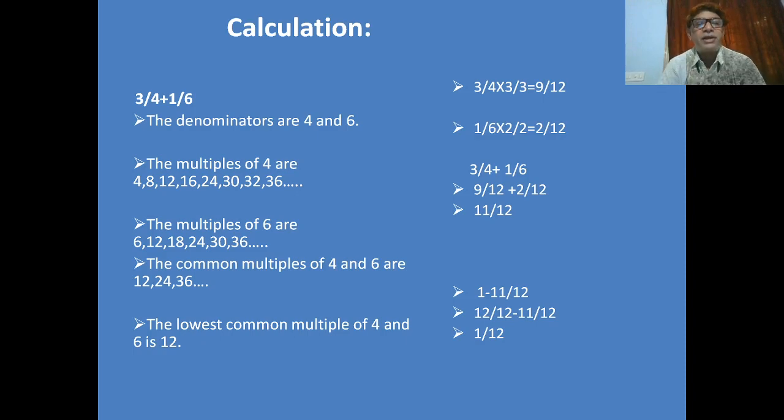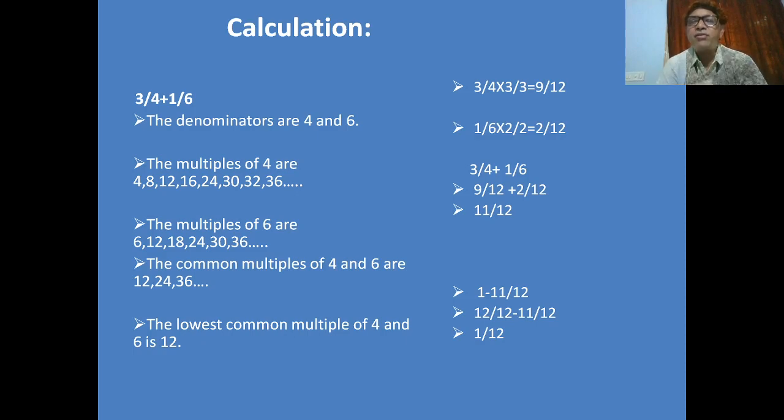So what are the common multiples of 4 and 6? 12, 24, 36, etc. So what is the lowest common multiple of 4 and 6? 12. Hence 12 is the LCM of 4 and 6. So here why do we calculate LCM? We calculate LCM of the denominators to make the fractions like fractions, because only like fractions can be added or subtracted. So here we need to convert these two fractions into like fractions with the denominator of 12.